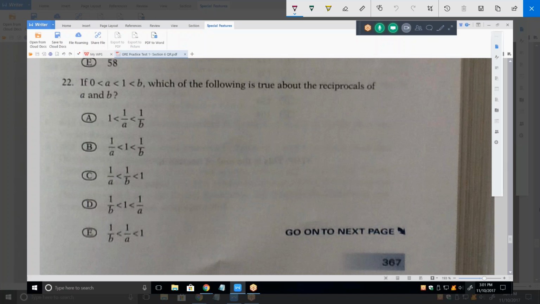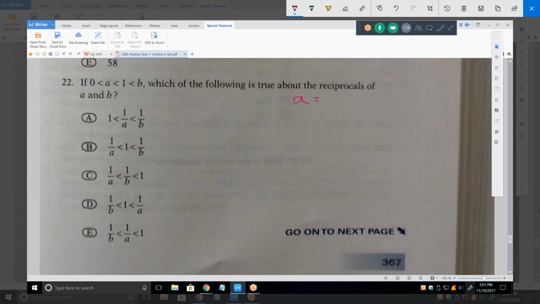This is a perfect problem for which technique? Well, I'm guessing just putting in numbers, right? Exactly, yes, picking numbers. So let's pick any A that's between 0 and 1.